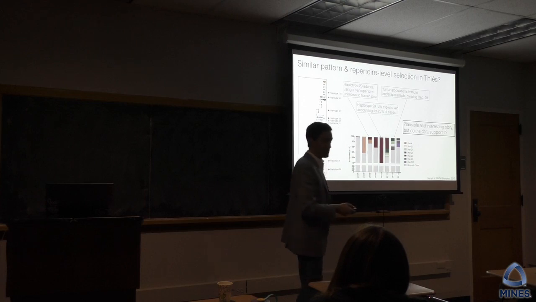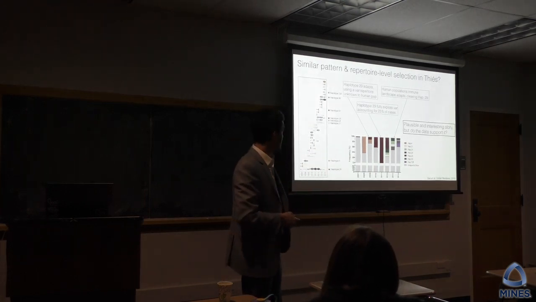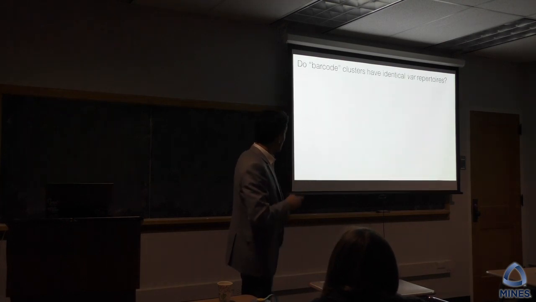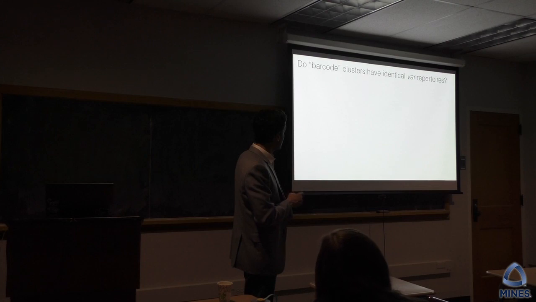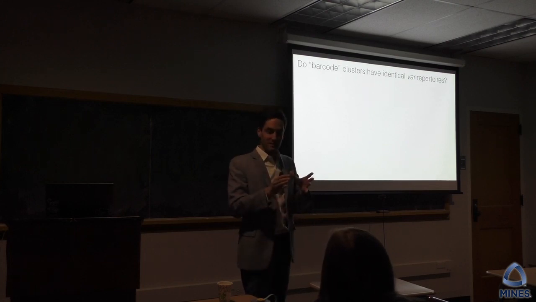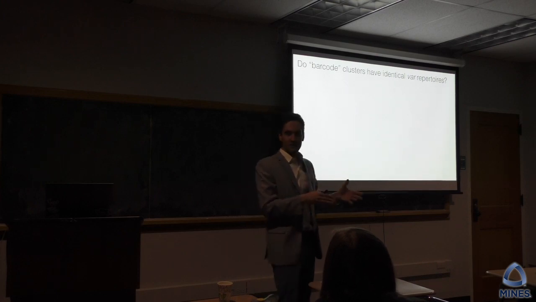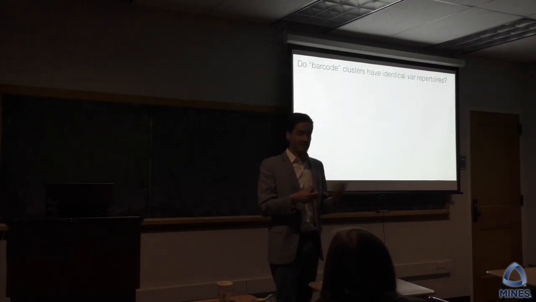Cool. So it's a cute story, but we want to know whether or not the data actually support this story. So we can ask, do the clusters that are formed by these barcodes have identical VAR repertoires? We're putting things into groups based on things that are not immune evasion genes, and assuming that the immune evasion genes are the same. So we need a test to figure out if that's the case.